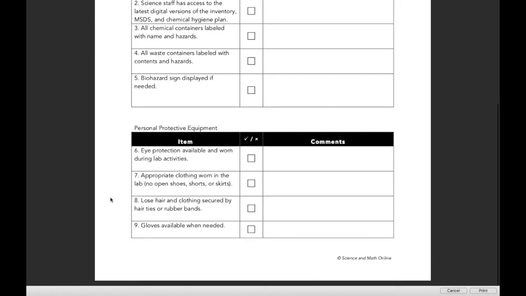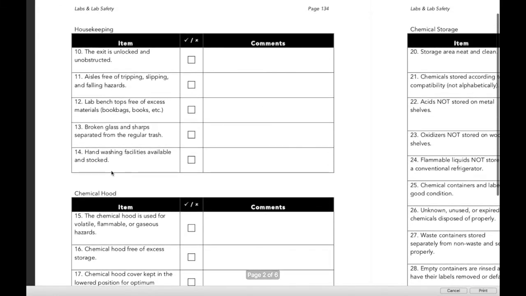Okay. And then personal safety. Do you have all your safety things? People have their hair back. Now, these are the safety rules you need to cover. All right.